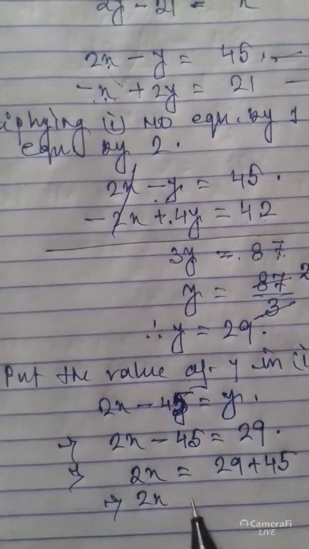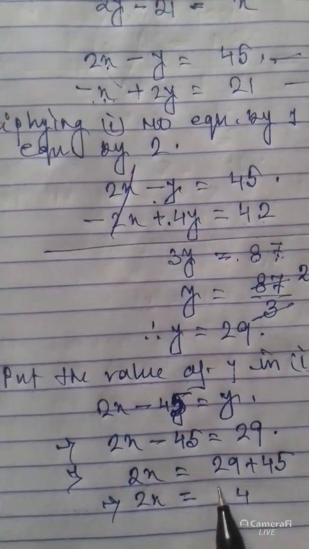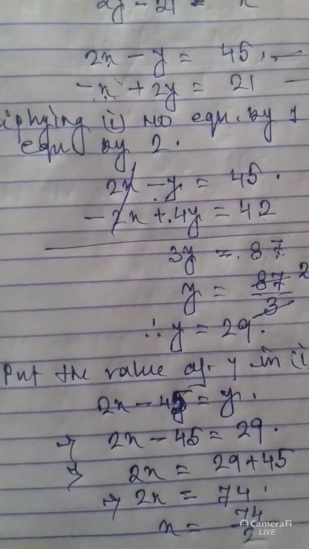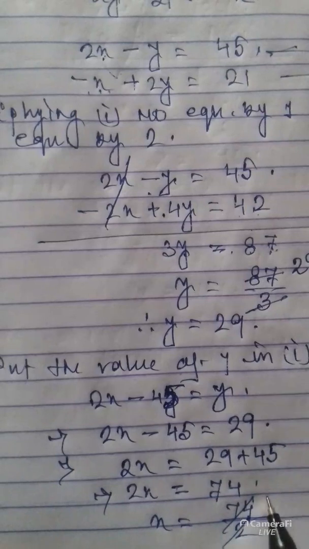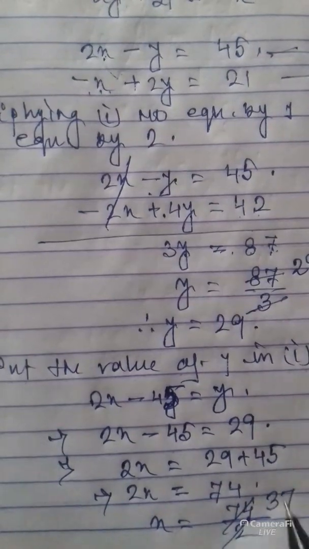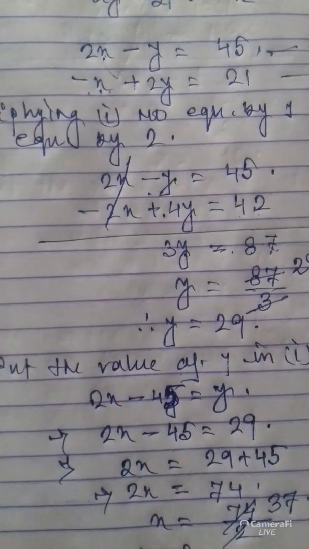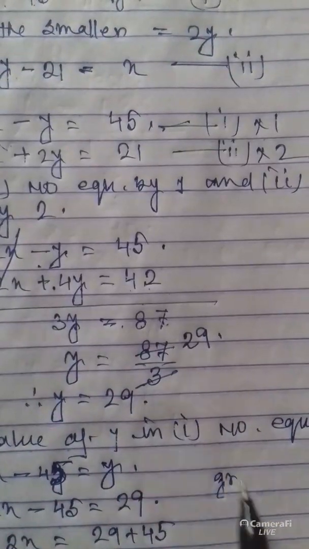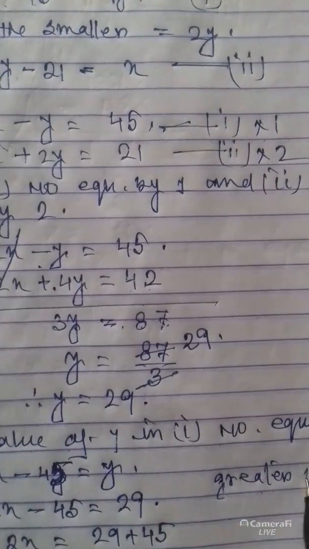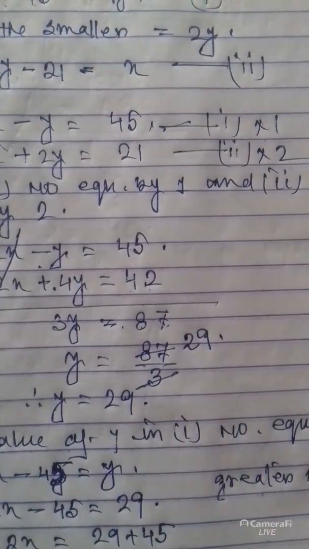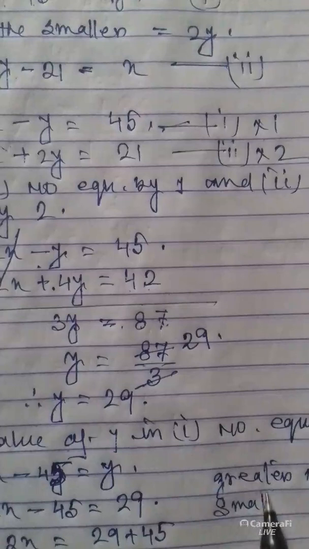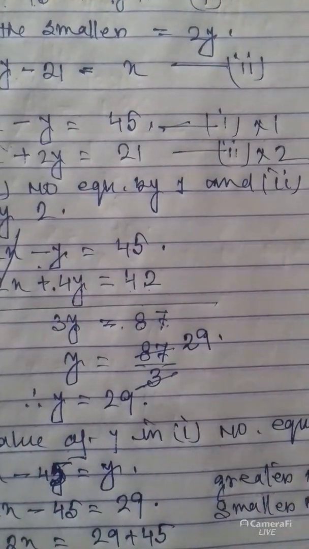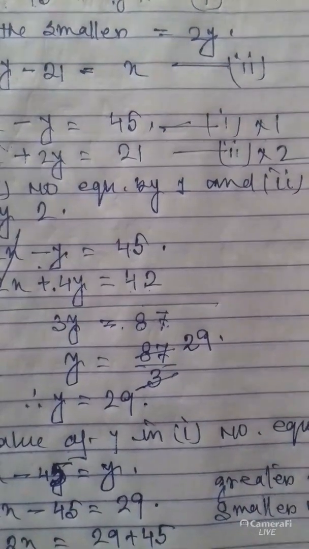Then 2x equal to 74. X equal to 74 by 2. 74 is divisible by 2, 37. X equal to 37. So greater number is 37 and smaller number equal to 29. This is the answer.